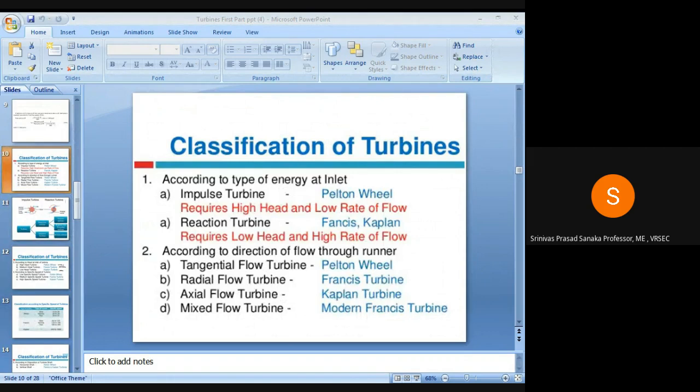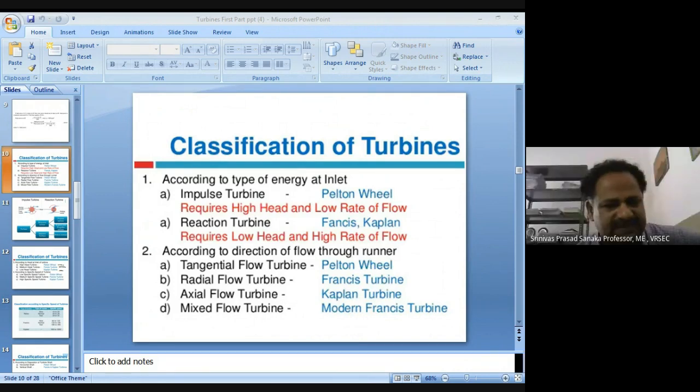The hydraulic turbines are classified based on the type of energy at the inlet of the turbine. Based on the type of energy, the turbines are classified into impulse and reaction turbines.